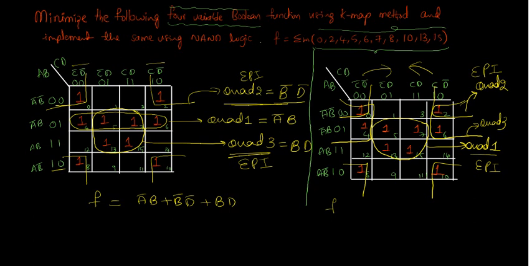So here you can write F is equal to quad 1. I mean, we need to write the corresponding prime implicant, I am just writing the quads. Quad 1 is similar to this quad 3, so it will give BD plus quad 2, here also it is quad 2, so you will get B bar D bar. So the only thing we need to write is quad 3. Quad 3 is related to, let me use red color, this one, right?